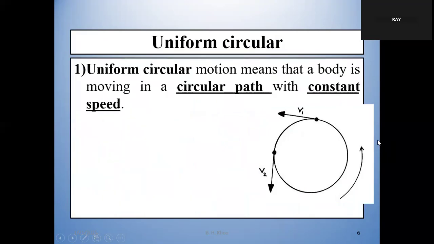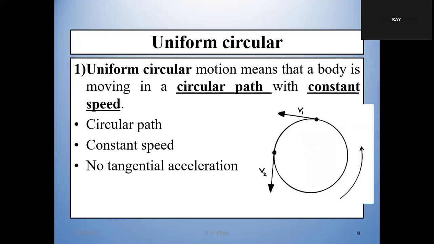Uniform circular motion means that the body is moving in a circular path with constant speed. This is circular path, constant speed, no tangential acceleration. That means compared to linear motion, we are steady, uniform velocity only. Okay, that's what it means. So the speed is the same, velocity changes direction.